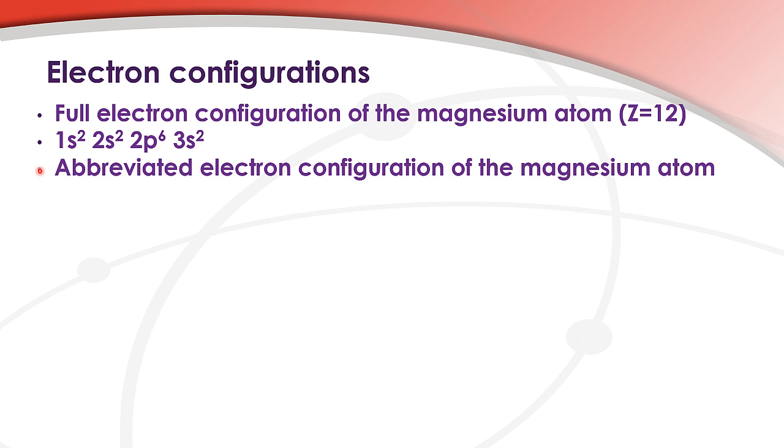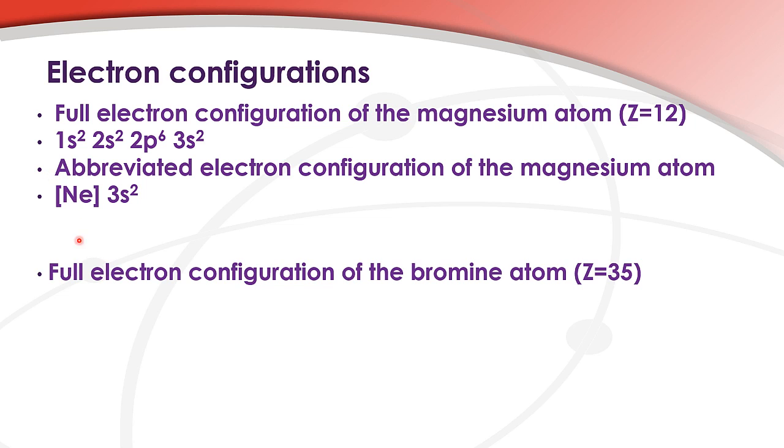We can also write the abbreviated electron configuration of the magnesium atom. So here we have square brackets and we have neon, and this represents the electron configuration of a noble gas, in this case neon. So the noble gases will have full p sublevels. So up until here, the 1s2, 2s2, 2p6, that's the electron configuration of neon. And to save time, we write square brackets Ne, and then we have the 3s2. So that's the abbreviated electron configuration.